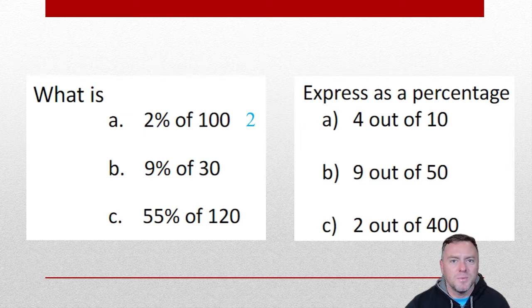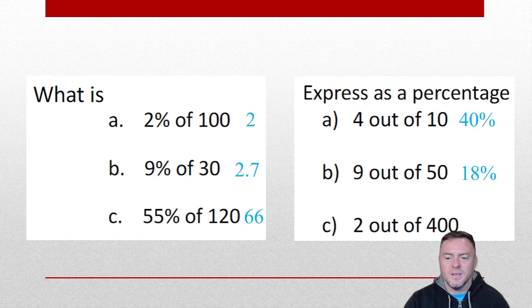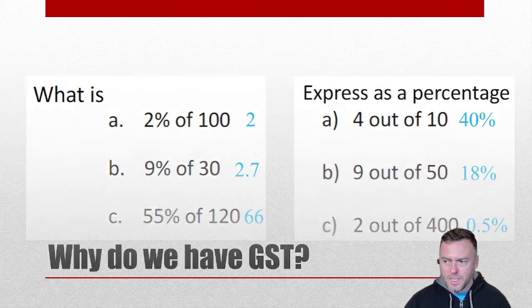So first one, 2% of 100 is 2, 9% of 30 is 2.7, 55% of 120 is 66, 4 out of 10 is 40%, 9 out of 50 is 18%, and then 2 out of 40 is 0.5%.